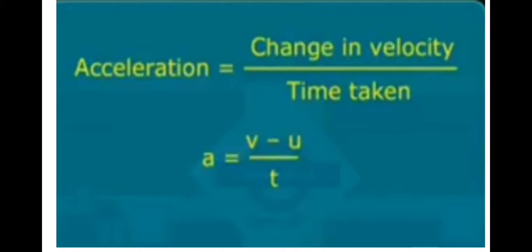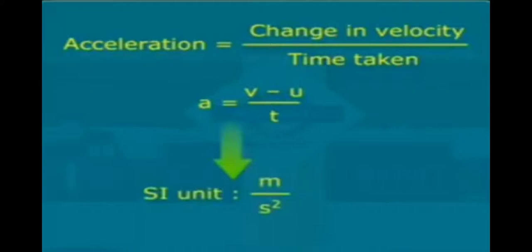The acceleration is taken to be positive if it is in the direction of velocity and negative when it is opposite to the direction of velocity. Acceleration is also a vector and is directed along the direction of change in velocity. The SI unit of acceleration is meter per second squared.